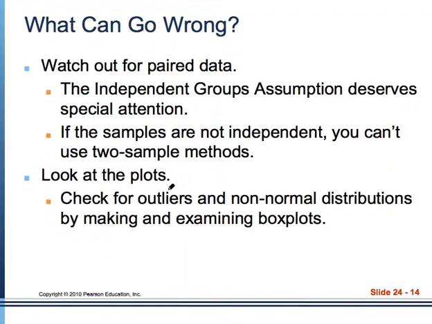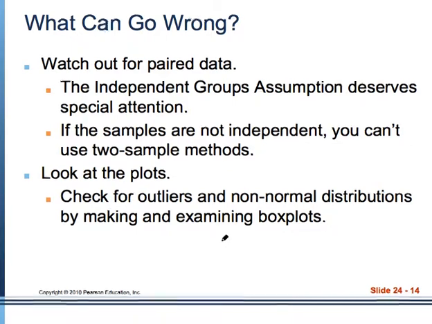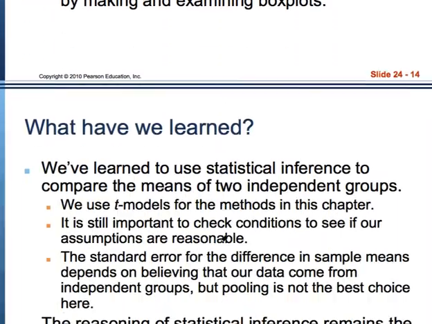All right, so just very quickly, what can go wrong? We want to watch out for paired data, okay? If the samples are not independent, so if they are dependent on each other, then you can't use two sample methods, and those will be other methods that we'll talk about. So look at the plots. I will show you how to look at box plots. If you could take the time to figure out how to do that, refresh your memory. It's really just in the second y equals again, and then you would just choose box plot. You just have to pick the different lists when you put the data in. So make sure that you have looked at the plots.